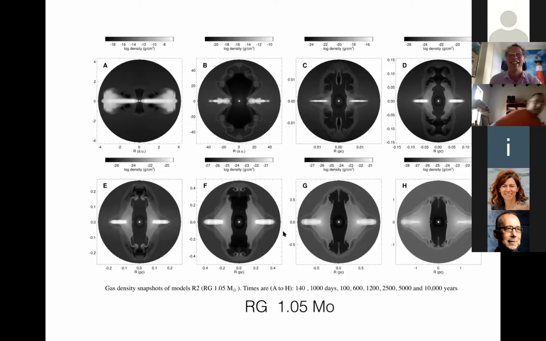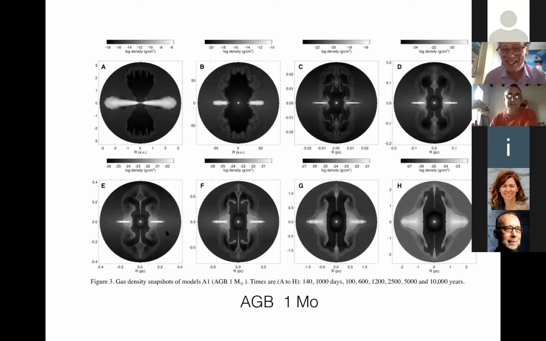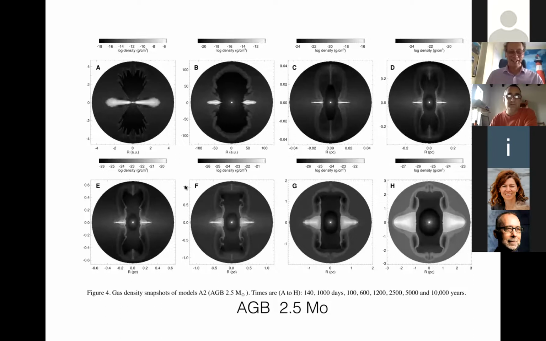It doesn't matter what kind of line-driven wind you put here, because at the end you always get a bipolar nebula, either for a red giant star, for an AGB star of 1 solar mass, or for 2.5 solar masses.